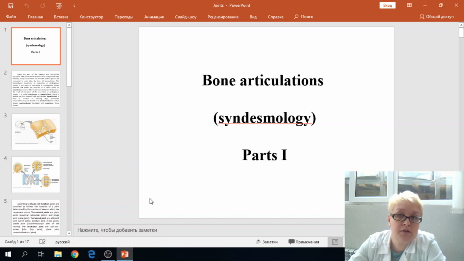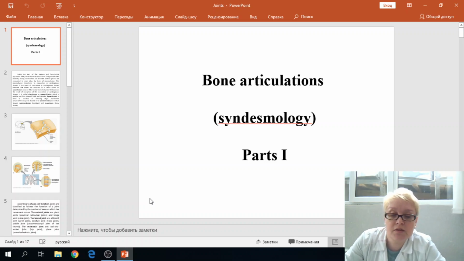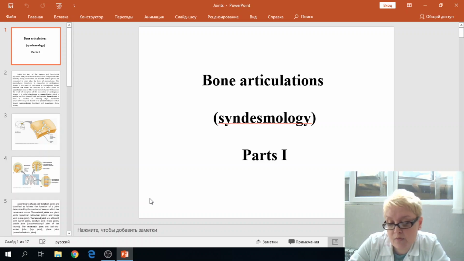My student. The theme of today's lecture is... so we start to learn the second chapter of the module of osteosyndesmology, which is called the bone articulation or syndesmology. In part one, I gave the explanation of joints and the types of joints, and also in the first chapter of the lectures I explained the joints of the trunk and some joints of the upper limb.